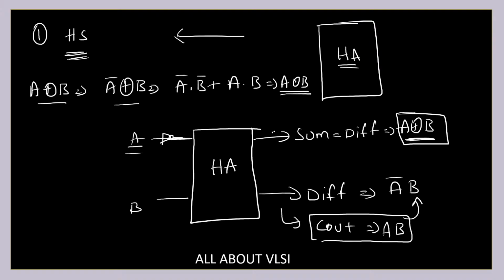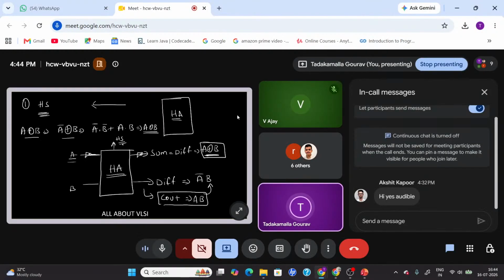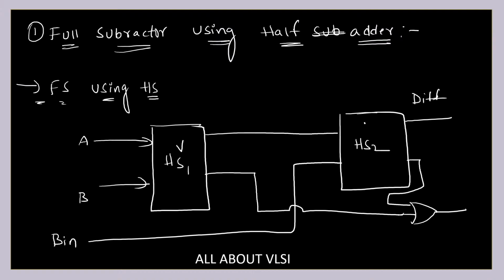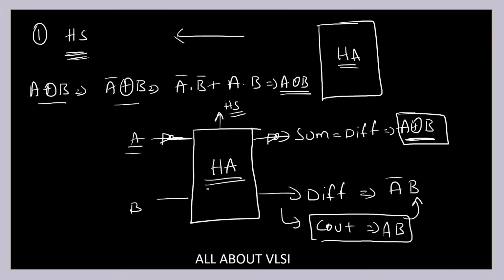So what I'm going to do, I'm going to keep one more NOT gate at my output so that I'm going to get A XOR B. This is how I'm going to convert a half adder into a half subtractor. So this is how I'm going to convert a particular half adder into a half subtractor. Now, I'm going to substitute this half subtractors with my half adder block diagram.